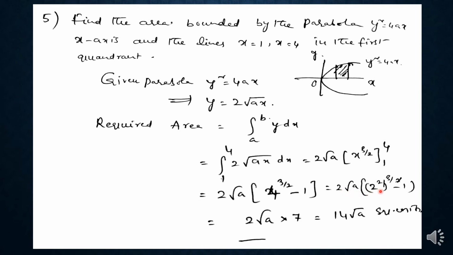Here 4 can be written as 2 square whole to the power of 3 by 2. Here 2 gets cancelled, then we will get 2 cube, that is 8, minus 1. So that is 2 root a into 2 cube, which means 8 minus 1, 7, into the denominator constant, that is into 2 by 3. That becomes 28 by 3 root a square units.